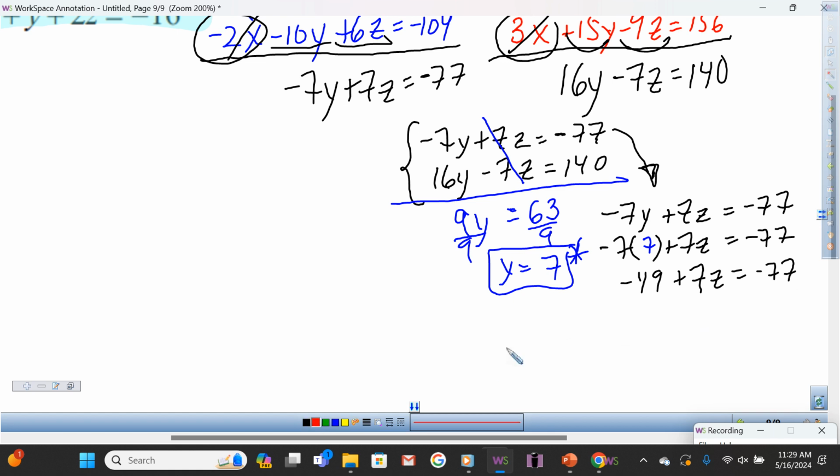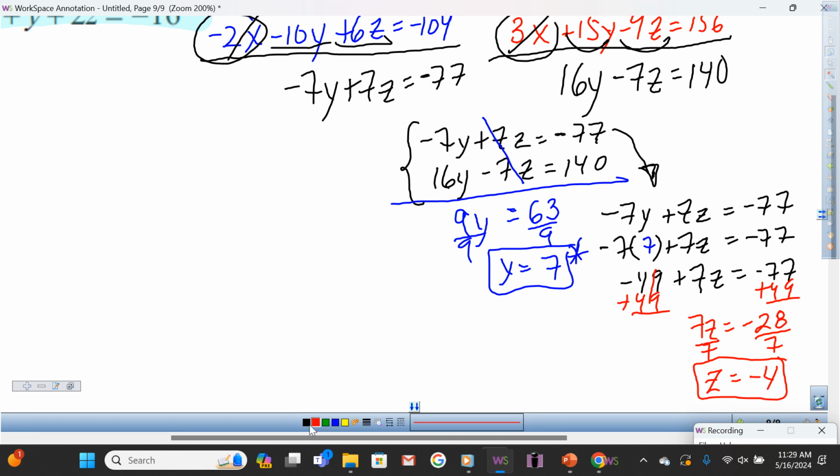I need to leave z by itself. What do I do next? Danny? Yeah, add 49 to each side. We end up with 7z equals 2. 49 and negative 77, that should be negative 28. Is that correct? Double check your math to make sure it's right. And last but not least, what do we do at the end? Divide by 7. So z equals negative 4.